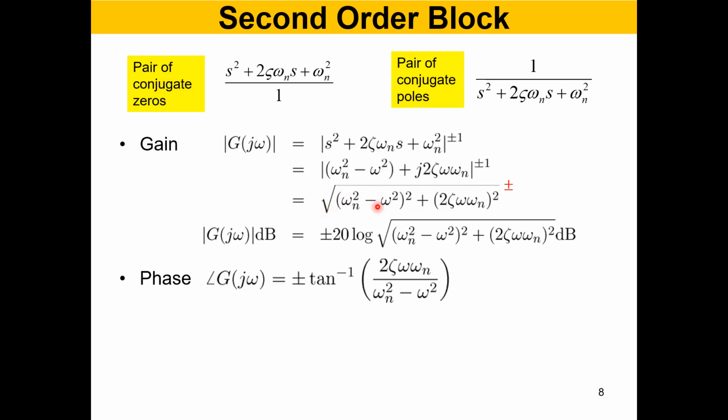And after that, if you want to represent gain in terms of dB, you have to take the log of this expression and multiply by 20. Again, this plus or minus comes over here. Plus if it is zeros, minus if it is poles. Okay, fine. What about the phase? Phase is imaginary part over real part, tan inverse.